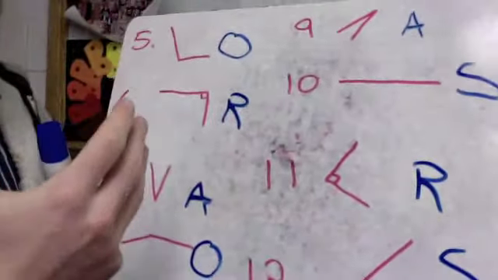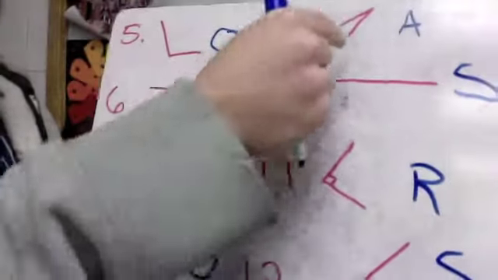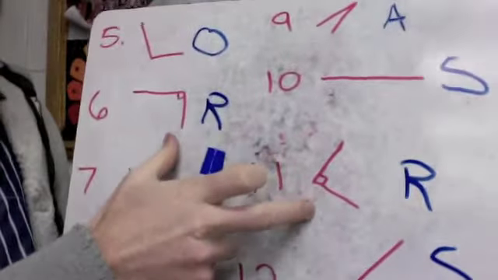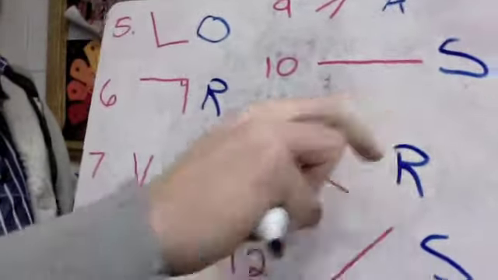Anything that's obtuse is going to be more than 90. Anything that's acute or kind of closed up is going to be less than 90. Right angles are exactly 90. Straight angles are 180.